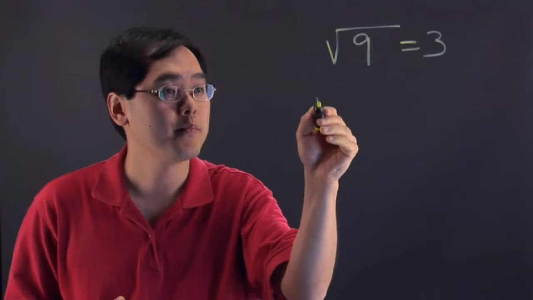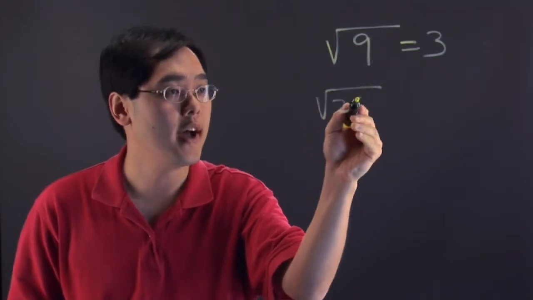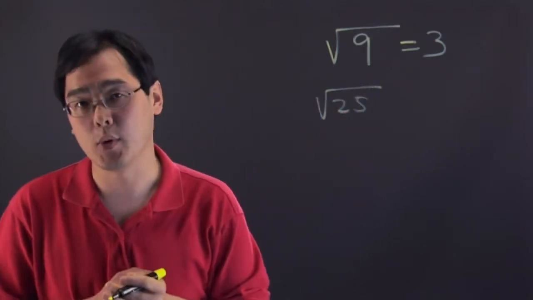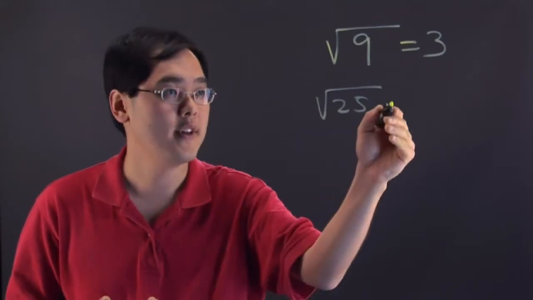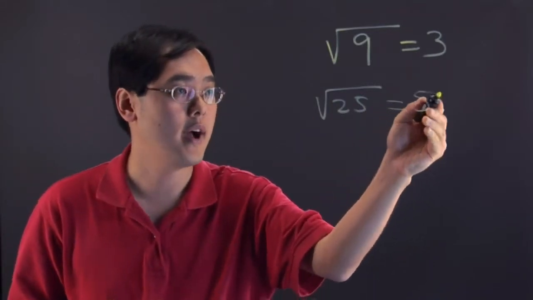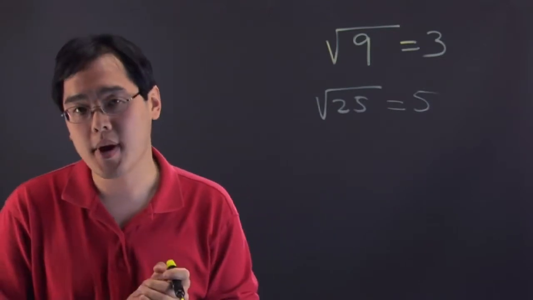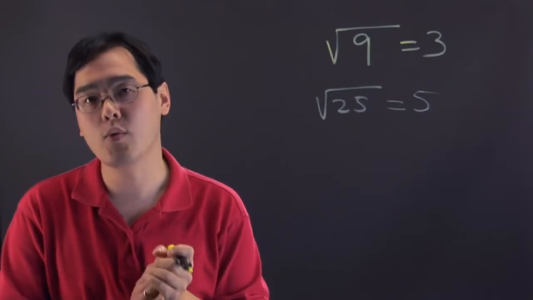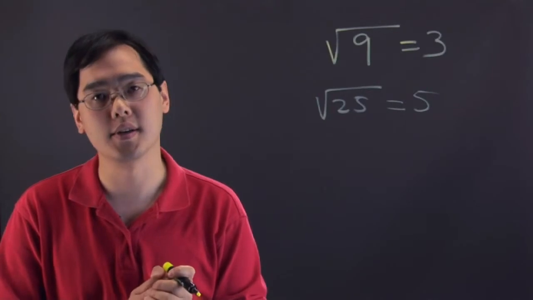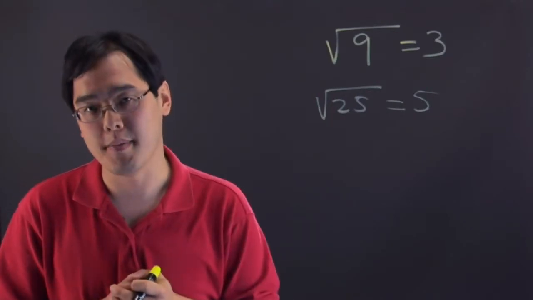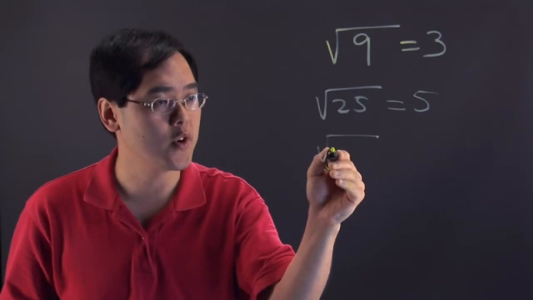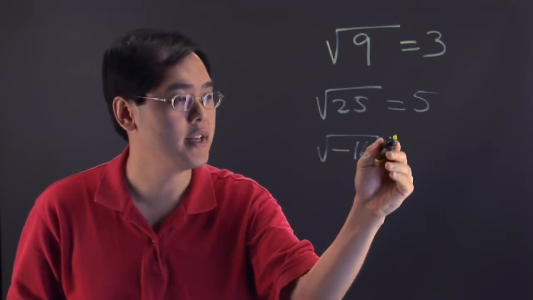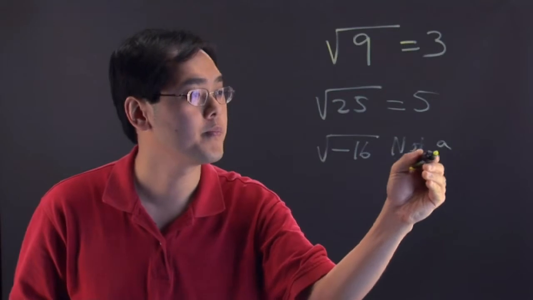Now, if you have square root of 25, you have to ask yourself the same question. What number multiplied by itself gives you 25? That's going to be 5. Now, one of the things you want to keep in mind here, though, is that you do not really want to have a square root of a negative number because no real number multiplied by itself is going to give you the number on the inside. So, for example, square root of negative 16, it is not a real number.